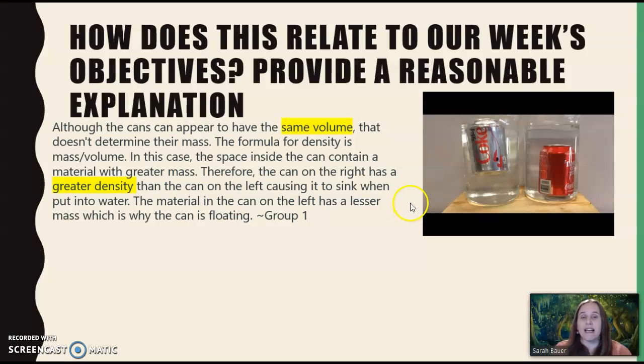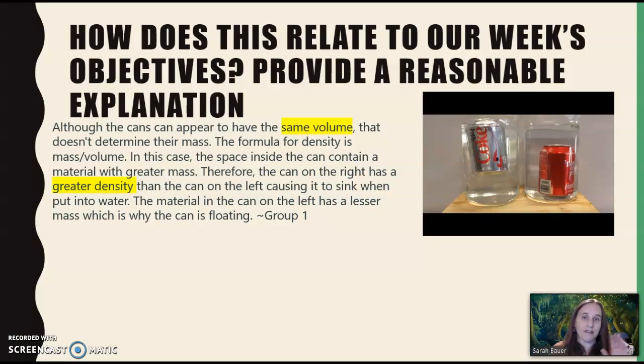The cans have the exact same volume, as the student from group 1 pointed out. They appear to have the same volume, so they take up the same amount of space. But we can tell from looking at them that they don't have the same density. The red can, the regular Coke can, clearly has a greater density because it's sinking.